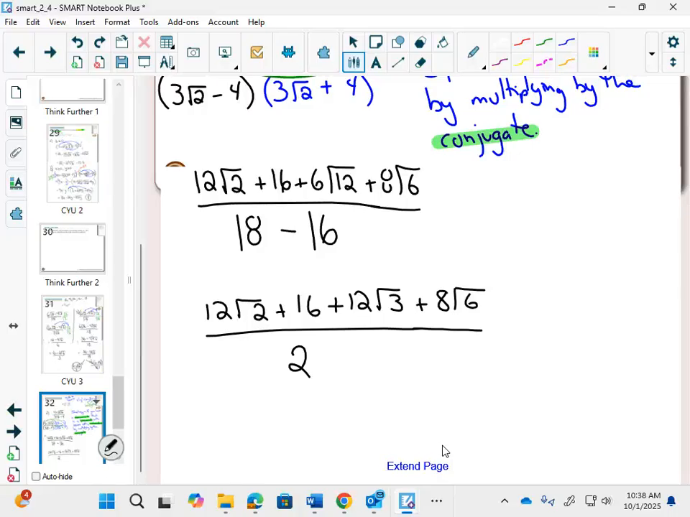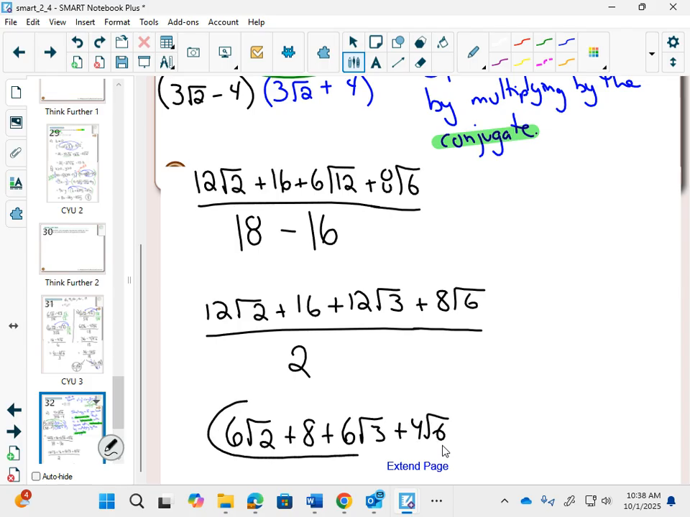Divide everything by 2. We can divide everything by 2. You see we're dividing by 2? All of these can be divided by 2, leaving us with 6 root 2s plus 8 plus 6 root 3s plus 4 root 6s. And the bottom divided by 2 would be all over 1. Here is our final answer. Lots of mental math, lots of times table involved in these questions.